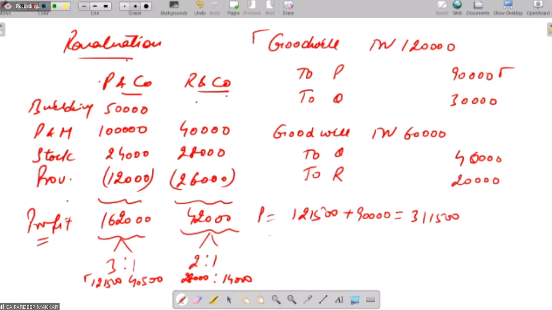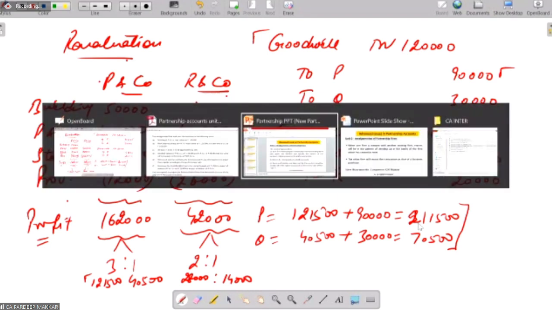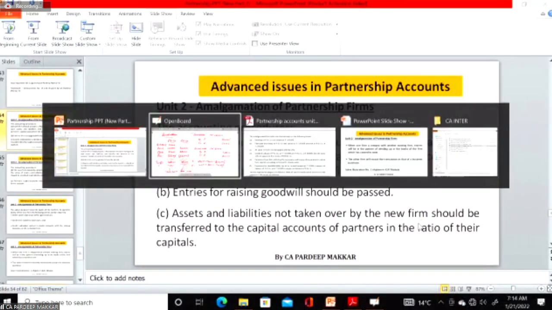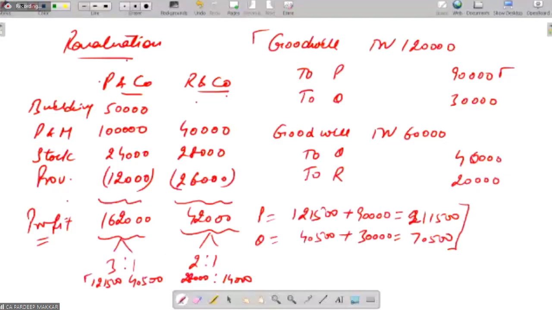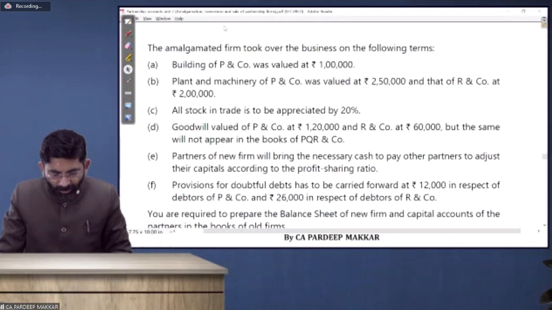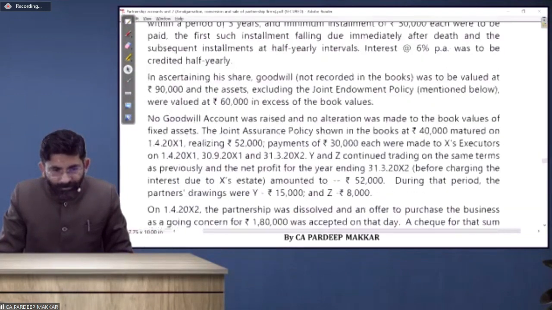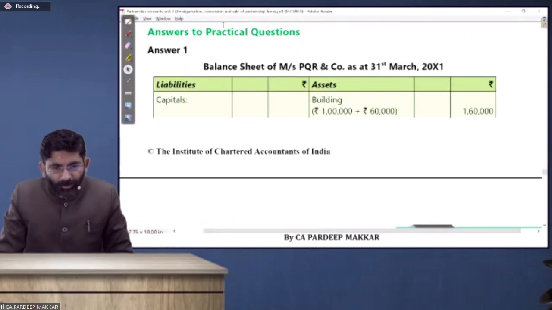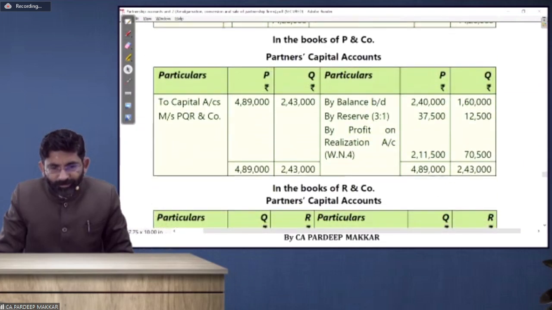So P will be credited with this amount. Q will be credited with 40,500 plus 30,000. Sorry, it is 2 lakh. So it will be 70,500. You may check how much is the profit given in realization account. Check it out. Yes. See the solution. Come to the solution that is also given to you. I would like to tell it for you. You may see the realization account given to you.